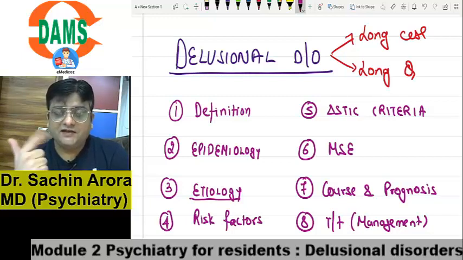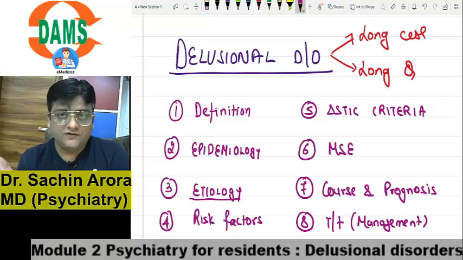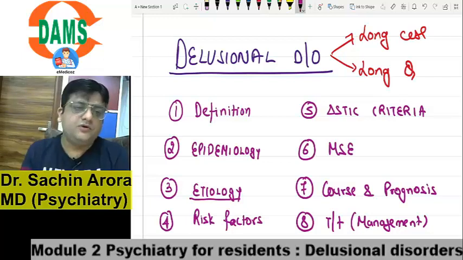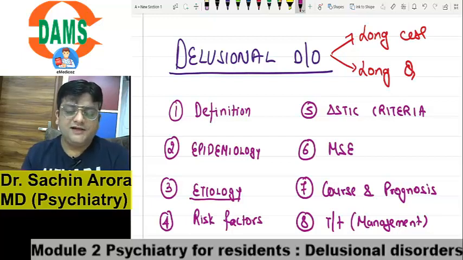Second will be eliciting the delusion and describing it. Third will be the management and the course and prognosis. Third and fourth. Okay. So this is what I said about the delusional disorder. And fifth and last will be differentiating it from schizophrenia. It is not at all possible that you get a case of delusional disorder and they do not ask you how to differentiate it from schizophrenia. Do you all get it up to here?